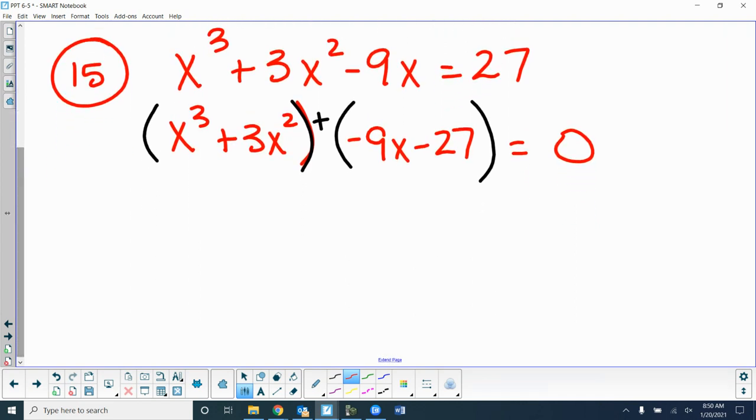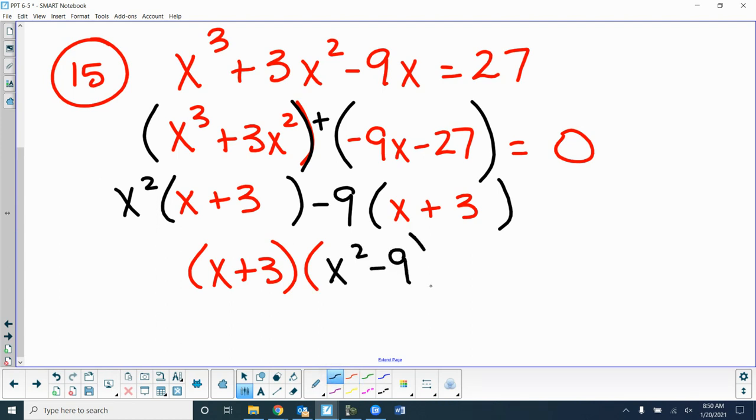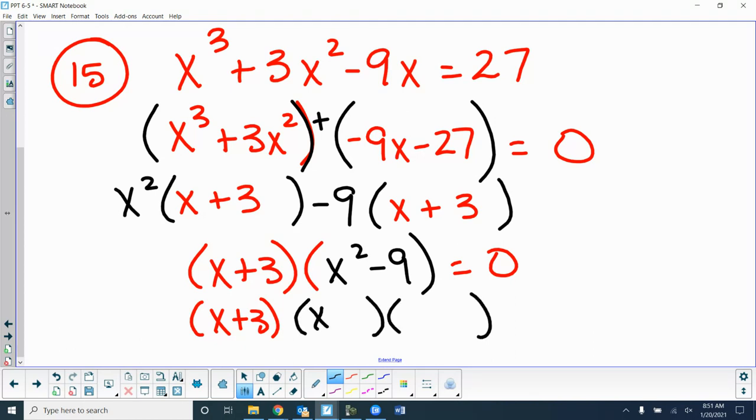All right, now what's the GCF of the first group? X squared. What's the GCF for the second group? -9. Good. All right. This x cubed divided by x squared is x, and 3x squared divided by x squared is 3. -9x divided by -9 is x, and -27 divided by -9 is +3. So the red one's x plus 3, and then the black factor is x squared minus 9. But what do we call that x squared minus 9? Difference of squares. So I have to finish it. This x plus 3 doesn't change, but this turns into square root of x squared, square root of 9, one's plus, one's minus. So that's it in factored form.